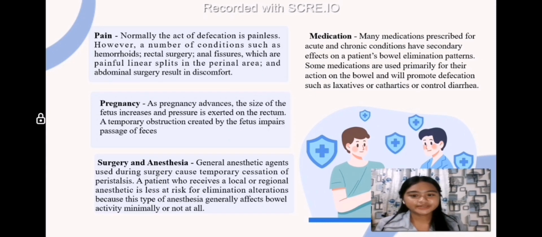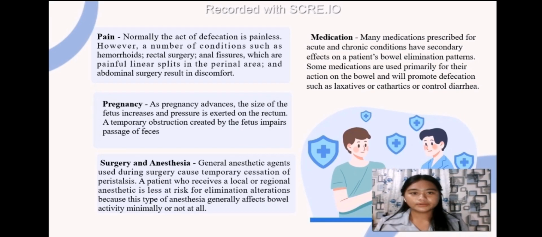Surgery and anesthesia. General anesthetic agents used during surgery cause temporary cessation of peristalsis. A patient who receives a local or regional anesthetic is less at risk for elimination alteration because this type of anesthesia generally affects bowel activity minimally or not at all.